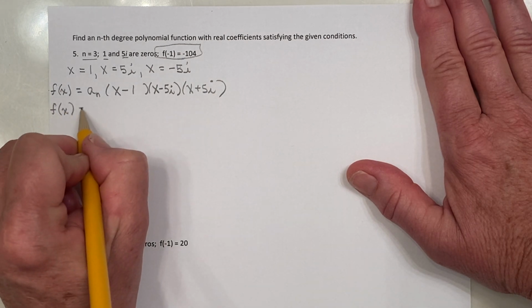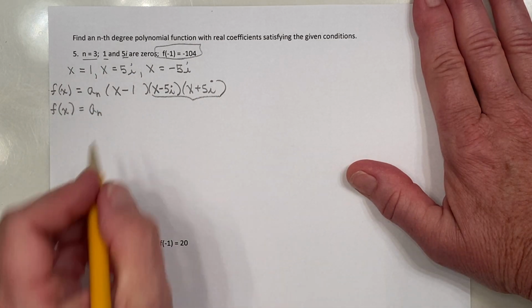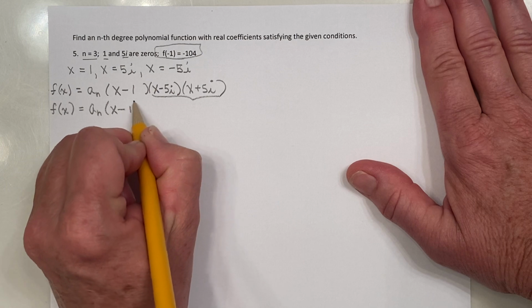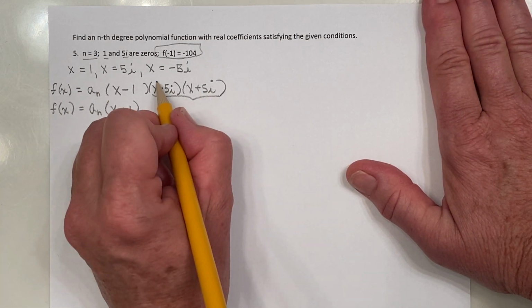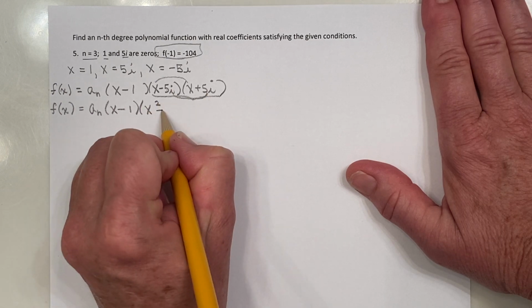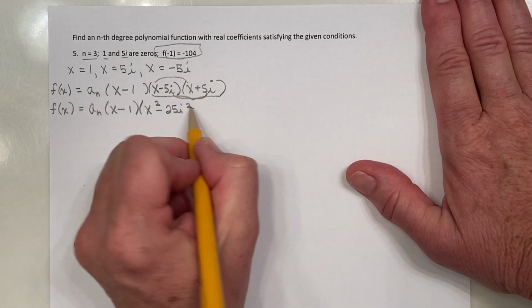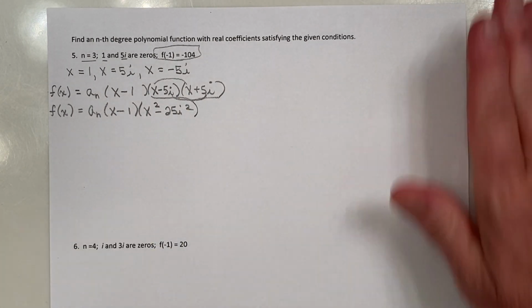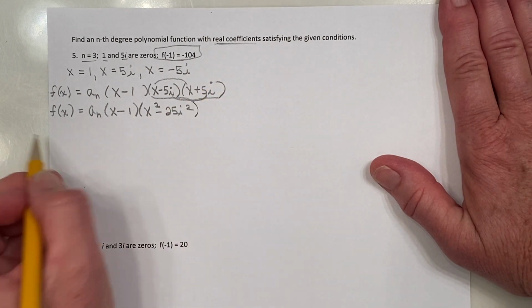We kept writing down f of x and a sub n. We noticed that we'd probably multiply these 2 binomials first, keeping x minus 1. Conjugates have those special multiplication characteristics, so just the first term, x squared, and the last terms, minus 25i squared. We don't want imaginary numbers in here. We want real numbers.